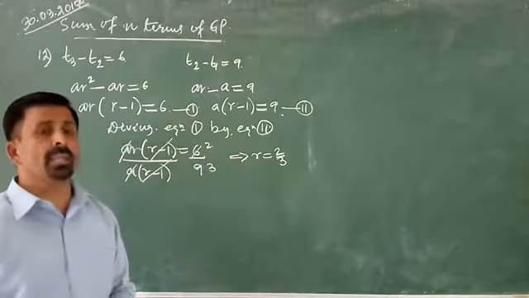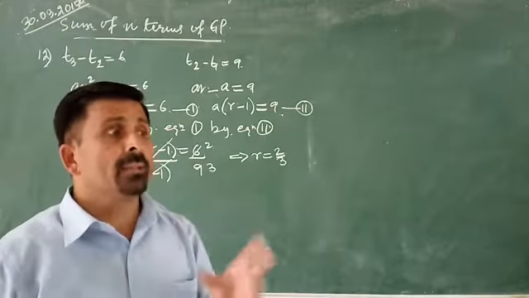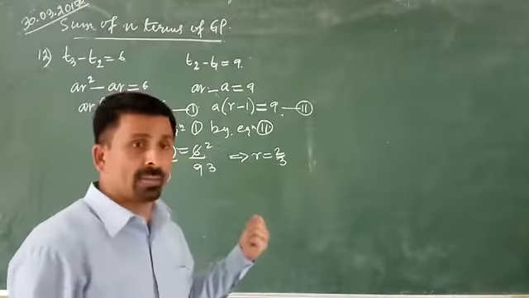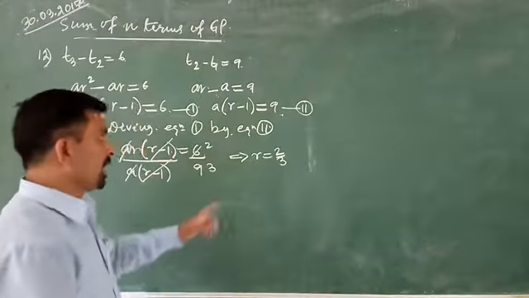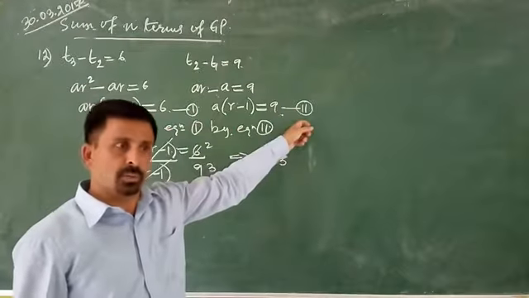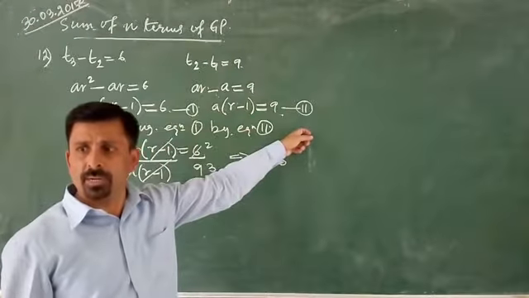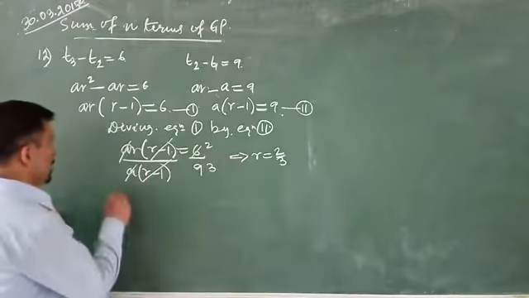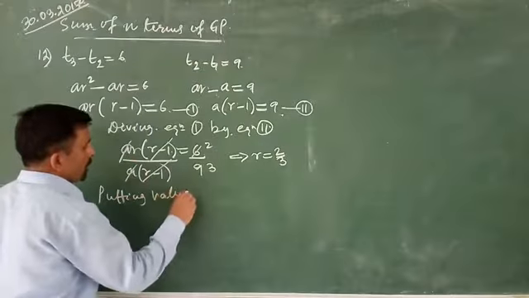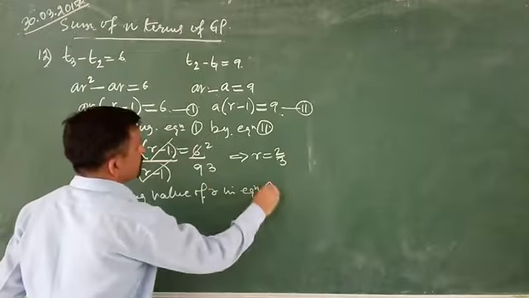With the help of this R, we can now calculate the value of A. In the question, we have to find the first term, the common ratio, and the sum of first 10 terms of GP. R is already calculated. Now we are going to find the value of A. For that, we can put the value of this R in equation 1 or in equation 2. Is it okay? I think this equation number 2 is simpler, so better we'll go for equation number 2. So we'll put the value. Putting value of R in equation 2.